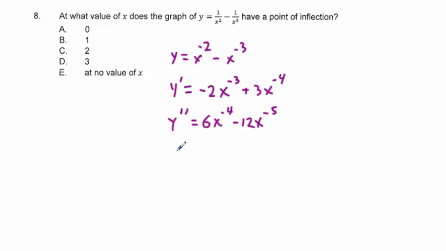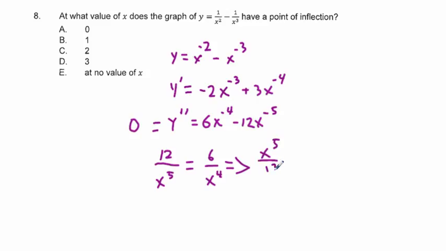And if we set this equal to 0, we're going to have 12 x to the negative 5th. Well, let me just rewrite that. We're going to have 12 over x to the 5th equals 6 over x to the 4th. And if we just turn these things upside down, we're going to have x to the 5th over 12 equals x to the 4th over 6.